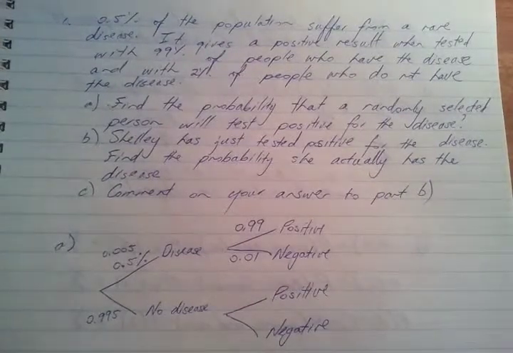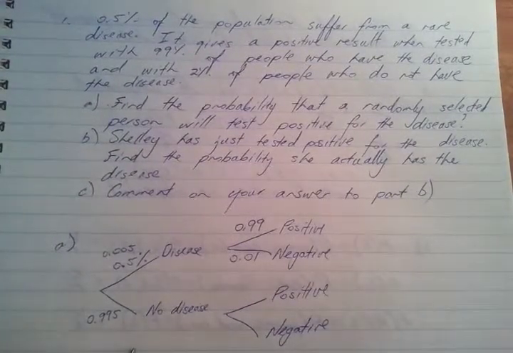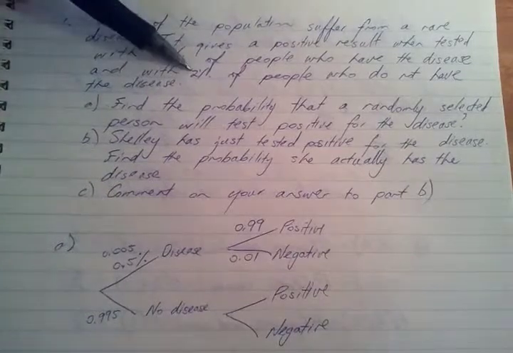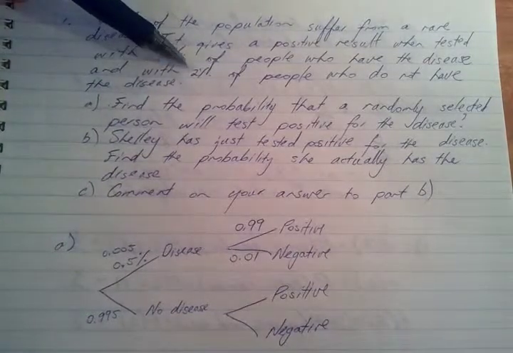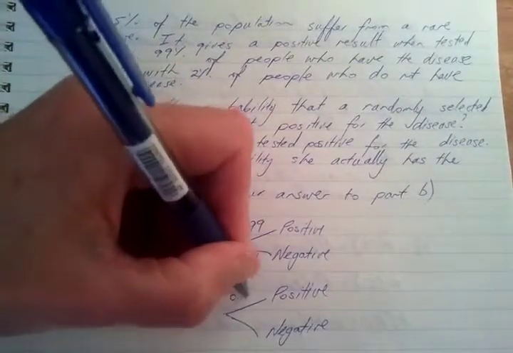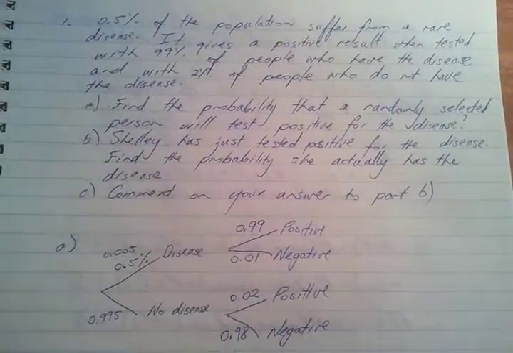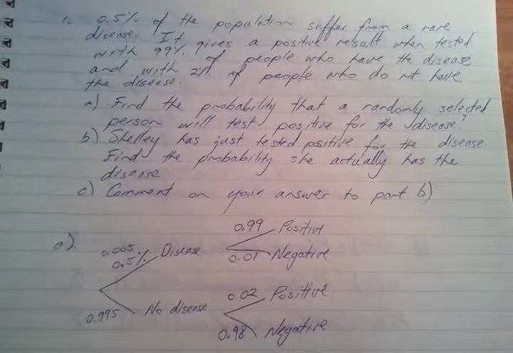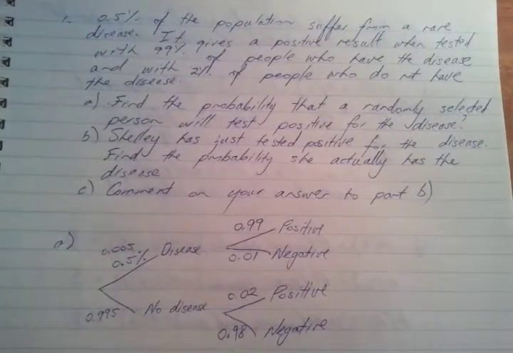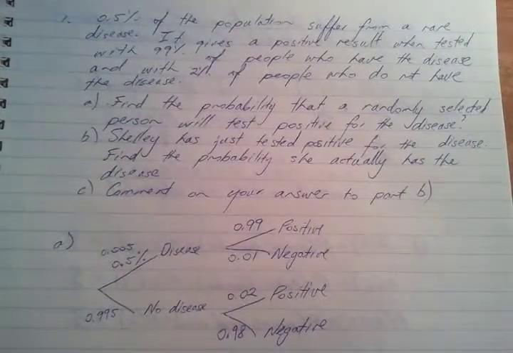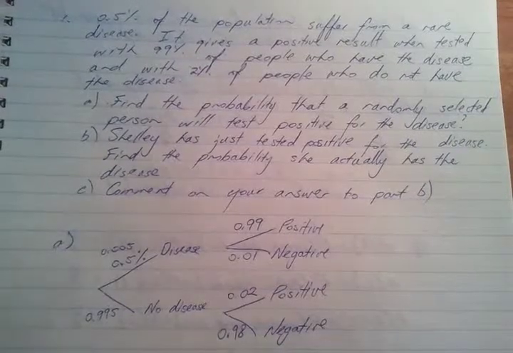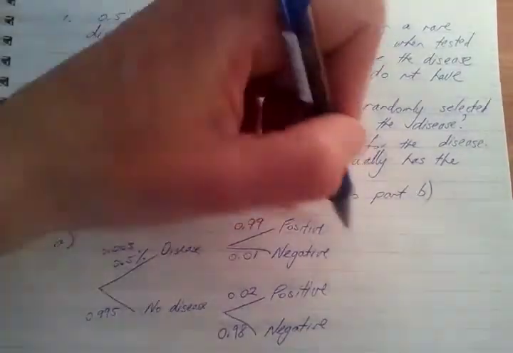And we also know that in this test, even if you don't have the disease, 2% of the time, it will come up saying actually it's a positive test. So we've got 0.02. We'll also have 0.98 of those who don't have the disease coming up with a negative test. So part A wants to know the probability they will actually test positive for the disease.